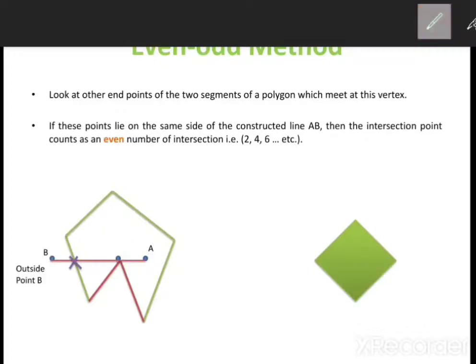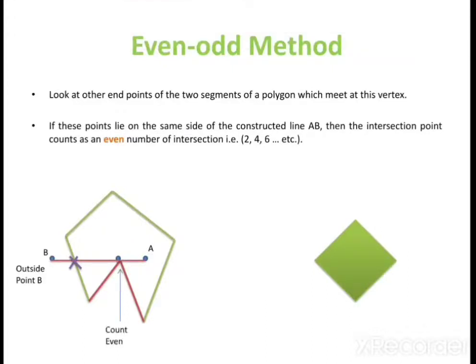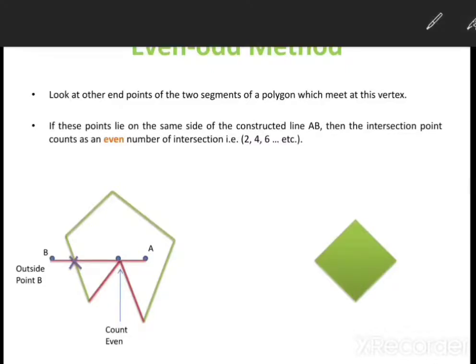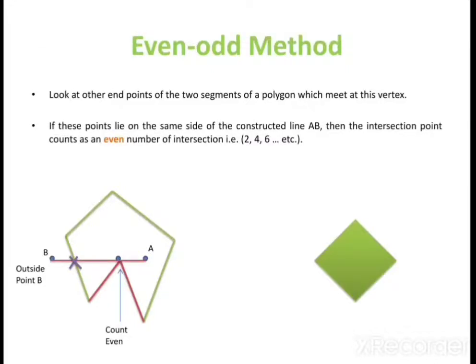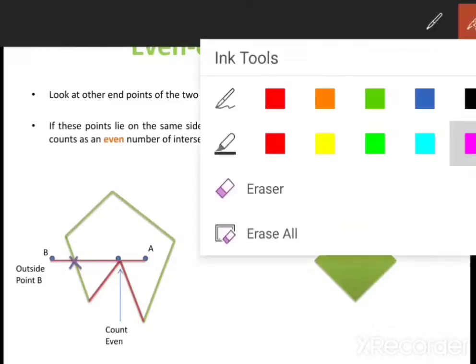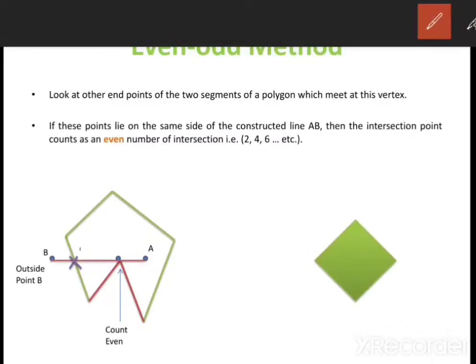So how is it going to be even? Because the two end points of these two line segments are lying on the single side of line AB, right. That is why we are considering this as an even count. So even count like 2, 4, 6, etc. So what is the count of intersection now here? This point has its count as 1 and this point has its count as even. Means what? For this intersection point, what is the count? Count is 1, right.